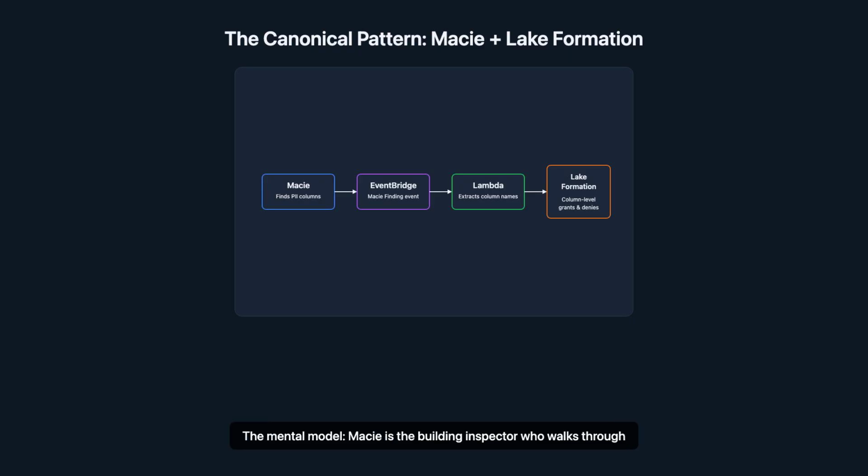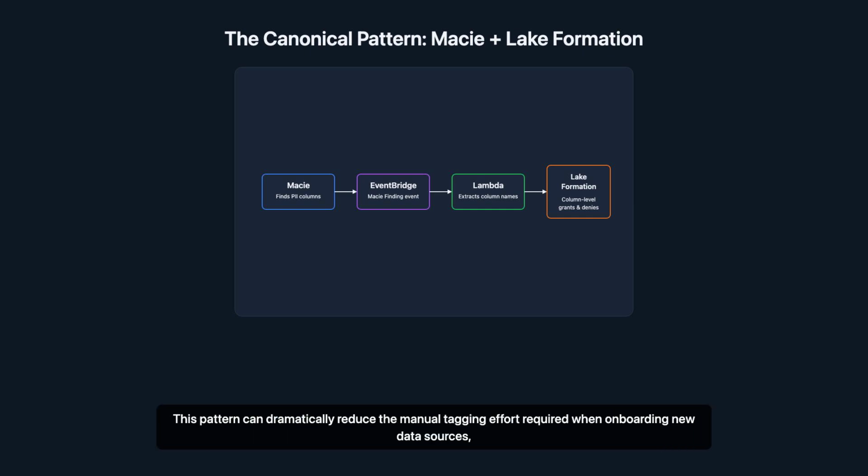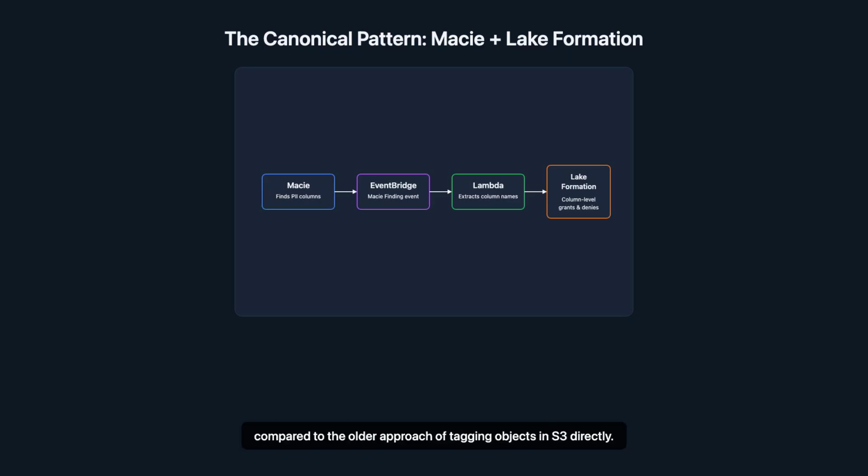The mental model. Macie is the building inspector who walks through and tags every restricted door. Lake Formation is the security guard at each tagged door checking ID badges. This pattern can dramatically reduce the manual tagging effort required when onboarding new data sources, compared to the older approach of tagging objects in S3 directly.